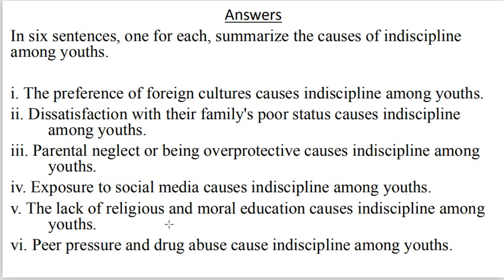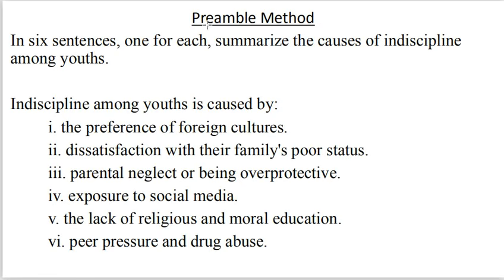The second method, which we call the preamble method, in this case, we have one preamble followed by incomplete sentences. So the preamble serves as the beginning of the sentence, while the incomplete sentences serve as the completive of the preamble. Let's see it. Preamble method. Now, so you have the preamble. Let's go to the question. The question says, in 6 sentences, one for each, summarize the causes of indiscipline among youth.